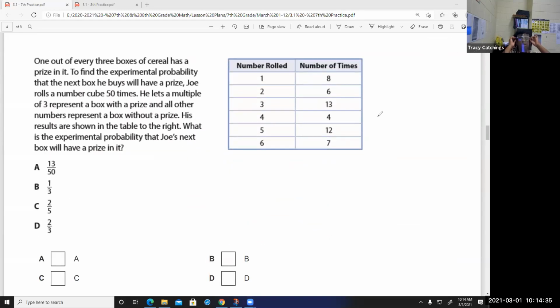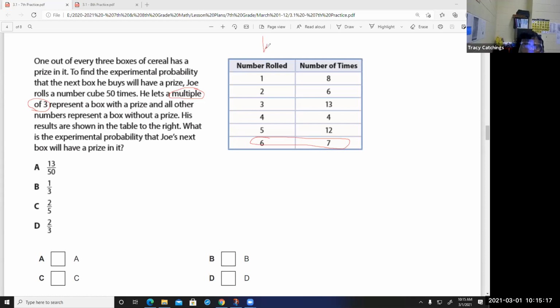All right, number 6. 1 out of every 3 boxes of cereal has a prize in it. To find the experimental probability that the next box he buys will have a prize, Joe rolls a number cube 50 times. He lets a multiple of 3 represent a box with a prize and all other numbers represent a box without a prize. His results are shown in the table to the right. What is the experimental probability that Joe's next box will have a prize in it? What did they tell us will represent a prize? Multiples of 3. Do we have any multiples of 3 over there? Somebody said 6. Yes.